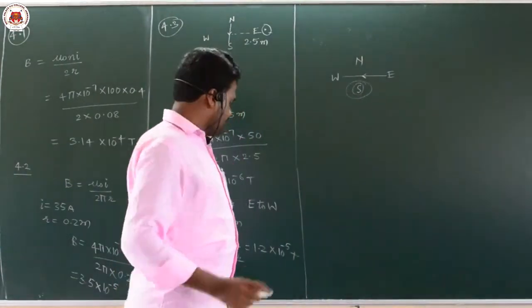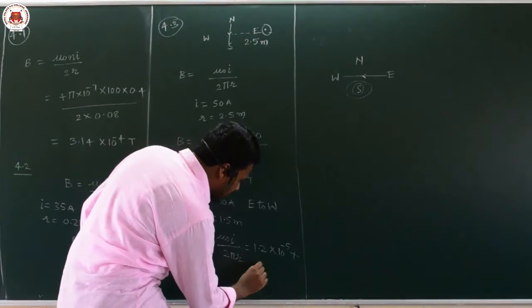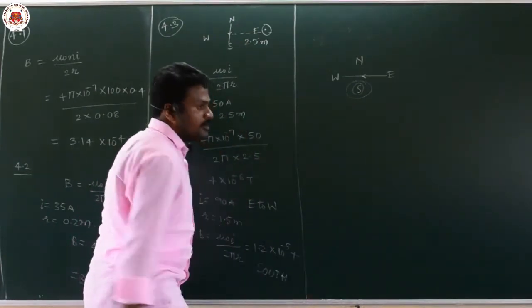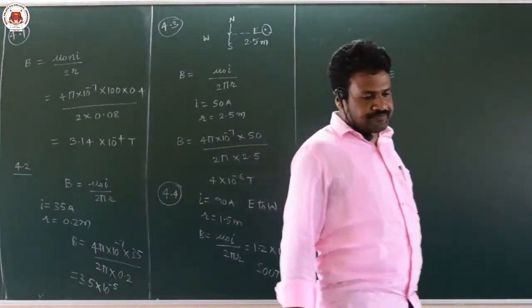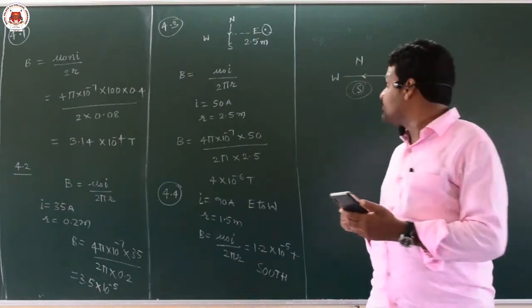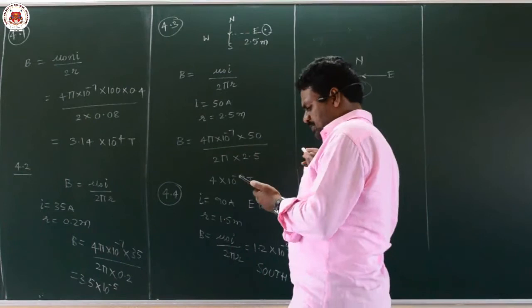Answer is B is equal to 1.2 into 10 to the power of 5 towards south. Direction is south. This is the answer. And next question, 4.5.